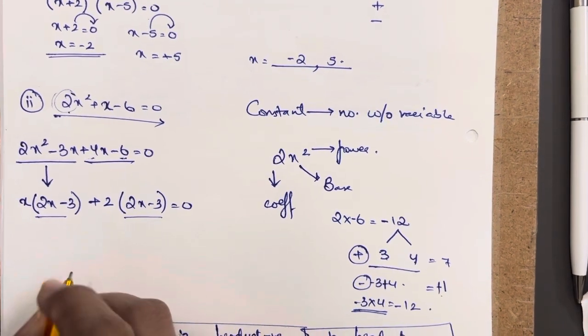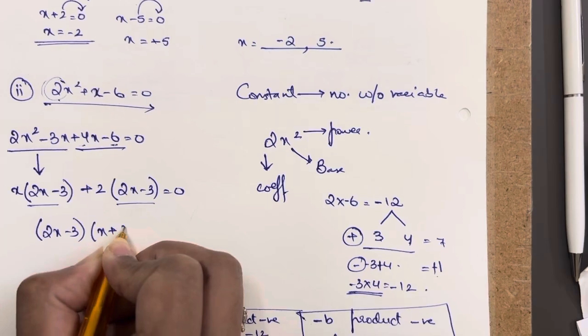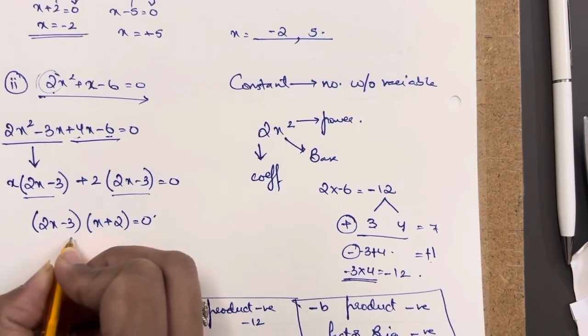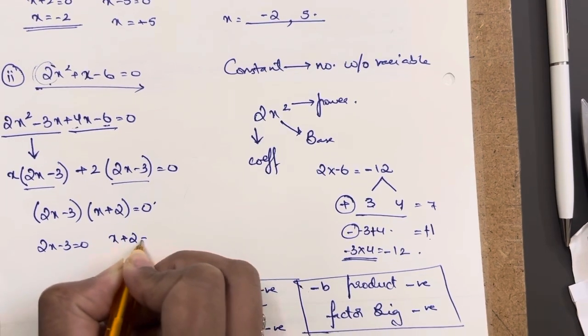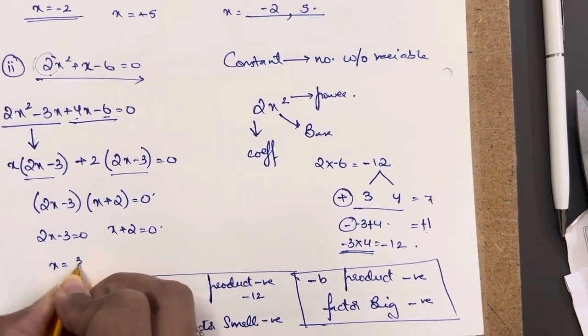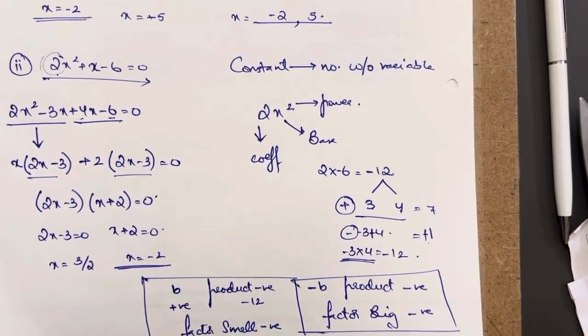First and second brackets are exactly the same. Let's write them together. 2x minus 3 and x plus 2 is equal to 0. Let's equate them. 2x minus 3 is equal to 0 and x plus 2 is equal to 0. It becomes x is equal to 3 upon 2 and x is equal to minus 2. That's the end of the question here.